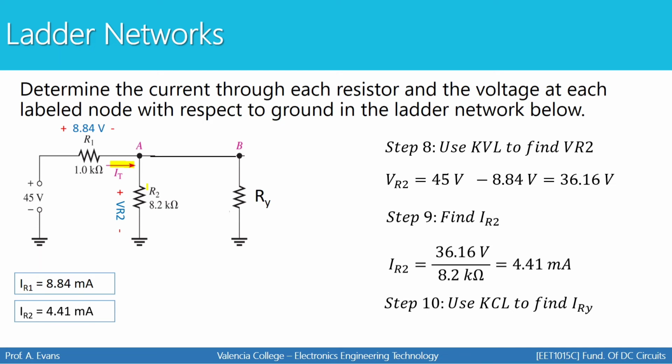The next step is to use KCL to find the current going this way. I know how much current went in, and I know how much went out this way. So I can use KCL to figure out how much went the next way. 8.84 minus the 4.41 tells me I get 4.43 milliamps through this piece of the circuit, through RY.